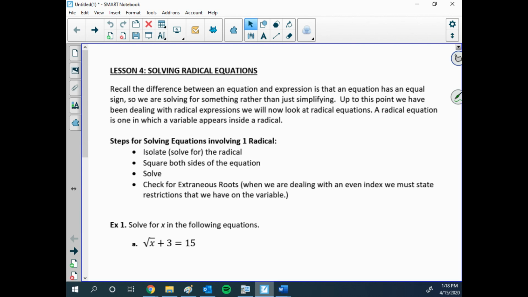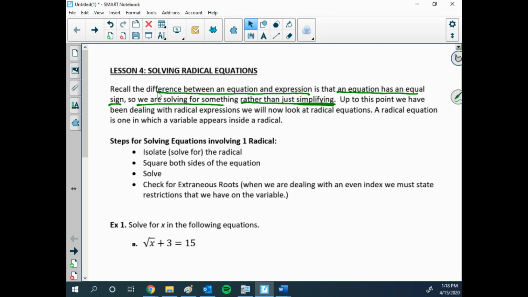Today is the first part of a two-part lesson on solving radical equations. I'm going to break this up into two smaller videos rather than one big one. Something to remember is that the difference between an equation and an expression is that an equation has an equal sign in it, so we are actually solving for something rather than just simplifying.